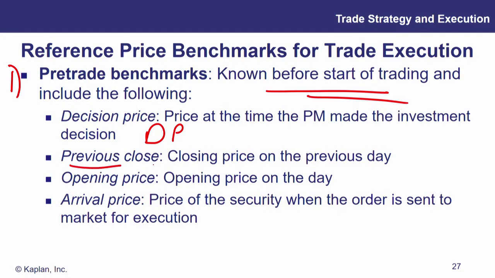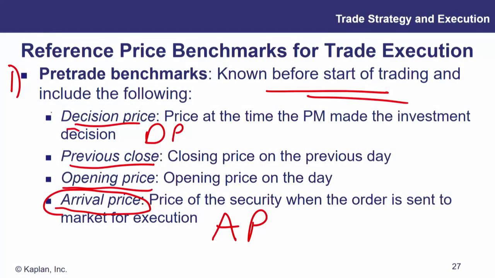We can also look at the previous close. Sometimes, like in the case I just described, they're the same, but previous close is the closing price of the previous day. We can look at the opening price, the price when the market opened, and we can also look at an arrival price, also called AP, the price of the security when the order is sent to the market for execution. So pre-trade benchmarks are known before the start of trading, and they include the decision price, the previous close, the opening price, and the arrival price.